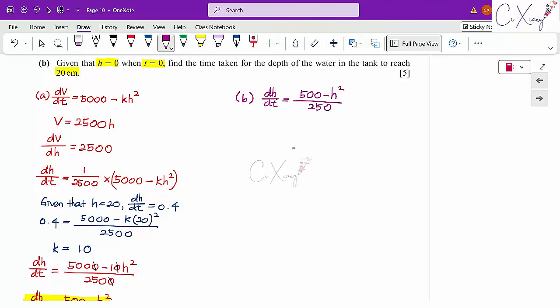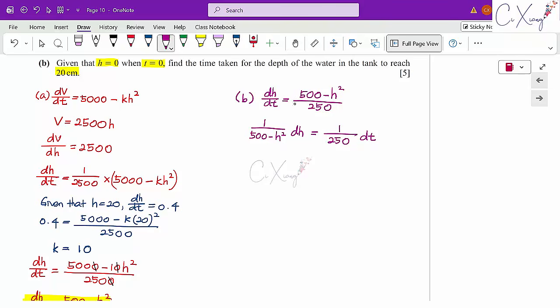Alright, so to solve the differential equation, you need to move all the same variable to one side. Okay, so as an example, I'm having dh and dt, right? There are two variables here. I want to group all my h on the left. So that means for this particular 500 minus h squared, I want to bring it over to the left hand side. It will become 1 over 500 minus h squared. Then I keep the dh on the left. Then I'm having 1 over 250 dt on the right.